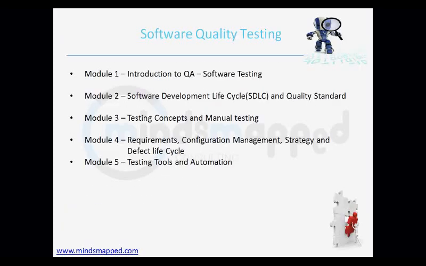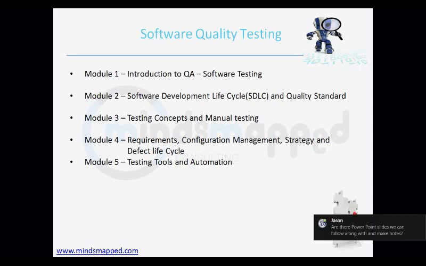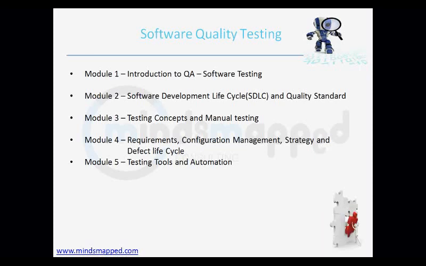Before we start the topic, these are the 5 modules which we are going to cover in this total training session. The very first is the introduction to software testing and quality assurance. In module 2, we are going to see the software development lifecycle and quality standards. In module 3, we are going to see the different types of testing techniques, and we'll learn about manual testing. And in module 4, we are going to see requirement analysis, configuration management, test strategy, and defect lifecycle. We are also going to cover test planning in this module.